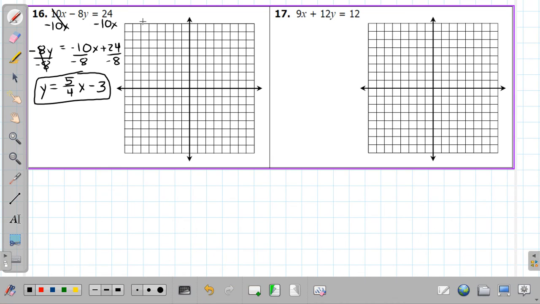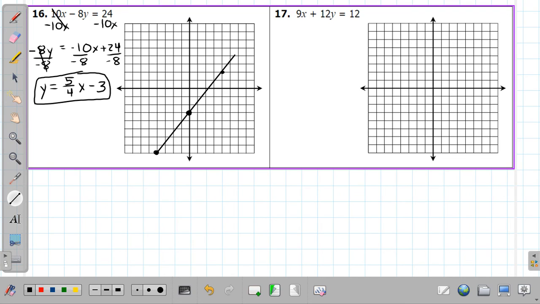Okay, so just plot this. We go down 3 right there. Up 5 over 4. 1, 2, 3, 4, 5. 1, 2, 3, 4. Could go down 5. 1, 2, 3, 4, 5 over 1, 2, 3, 4. But once again, you need to make sure that your line has a positive slope here. So it's a positive 5/4. So then we go through.